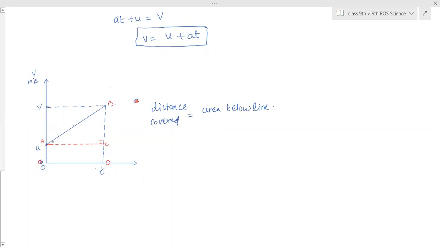Area below the line. Our graph is only AB. All other lines we have drawn for our reference to show those values. So the graph is only AB. A straight line shows uniformly accelerated motion. Now below AB, which figure is present? This is a full figure. Now how do we calculate the area of this full figure? Two ways we can calculate.